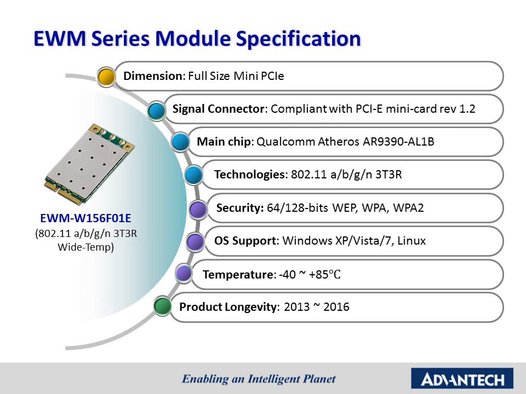The EWM-W156F could be used if a wide temp and high throughput module is needed. This module supports 3T, 3R streams for high throughput capabilities and also supports the wide temperature range of -40 to 85 degrees C.